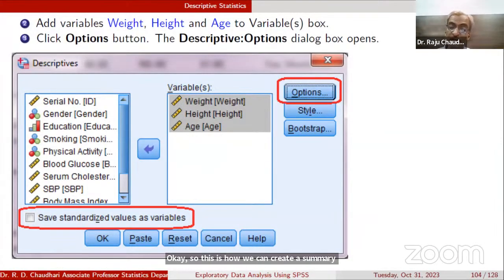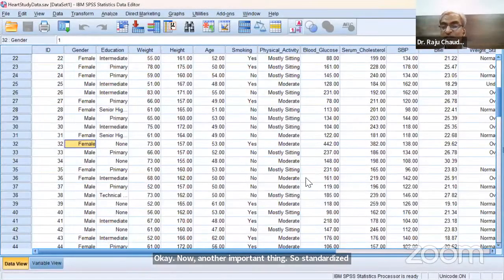Now another important thing: the standardized value. Suppose height is my data and I want to standardize this. How can I standardize this? To standardize, we can use the Z-score formula. The Z-score formula is the value of the variable minus its mean divided by the standard deviation. So 161 minus the average height divided by the standard deviation of height.